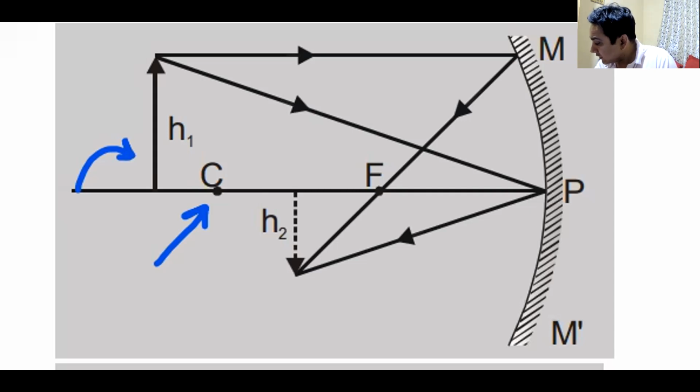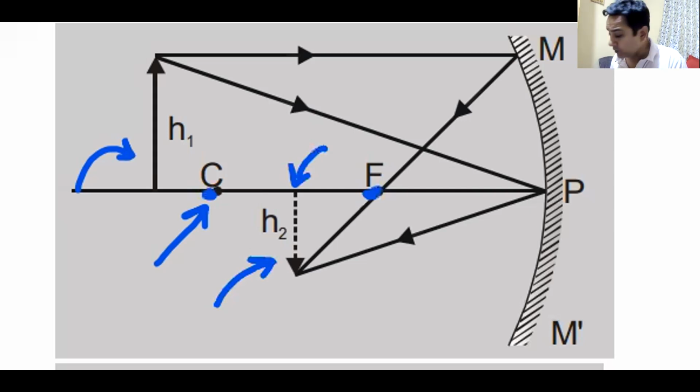You can see that the image is formed between C and F. You can see the image is here. That is what you must understand, that the image is formed between C and F. You can see that the image is inverted. Rays are actually meeting. It is real. It is inverted. You can see the object is taller, but the image is shorter. That means it is of smaller size, but not very small.